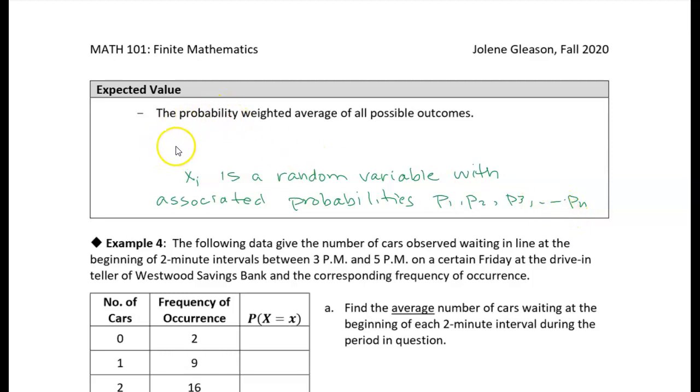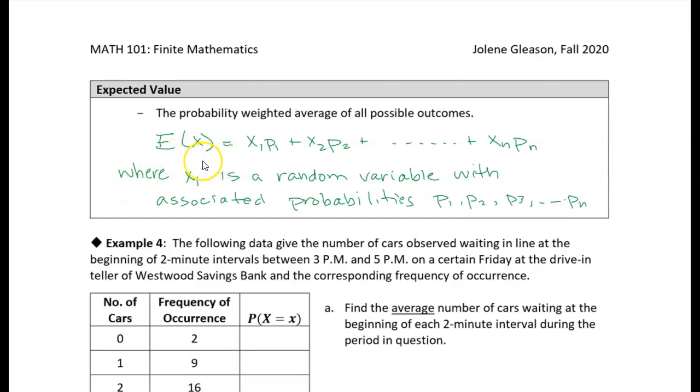So the expected value is going to be this. Here's the formula for expected value. It's a probability weighted average. We take the random variable outcome 1 times its associated probability, plus the random variable 2 times its associated probability, plus, and so on, until all n possible outcomes are taken care of: the random variable n times its associated probability, and that's it.